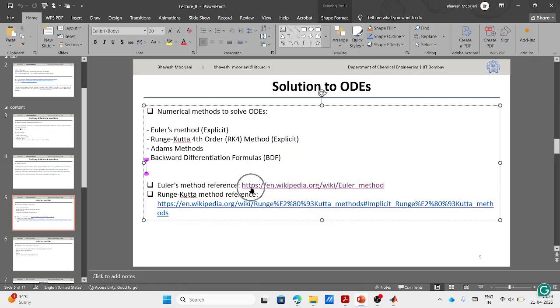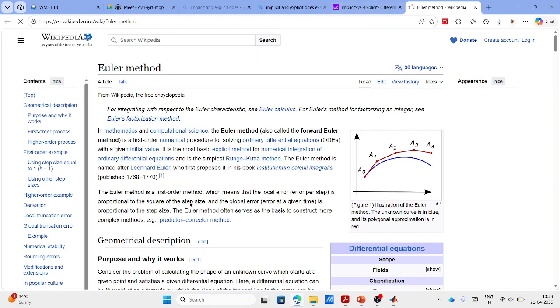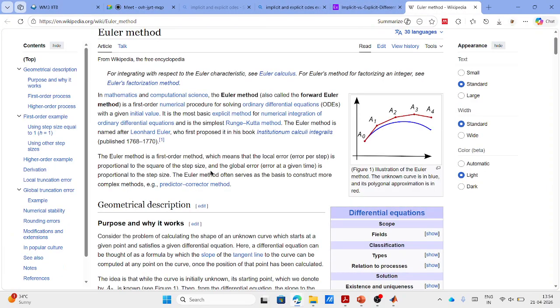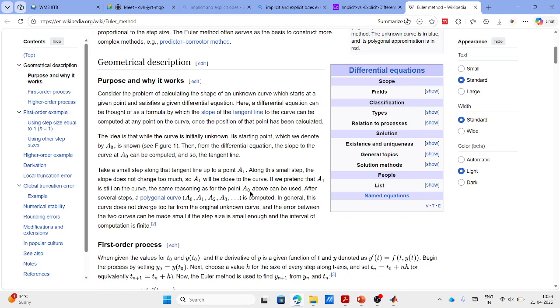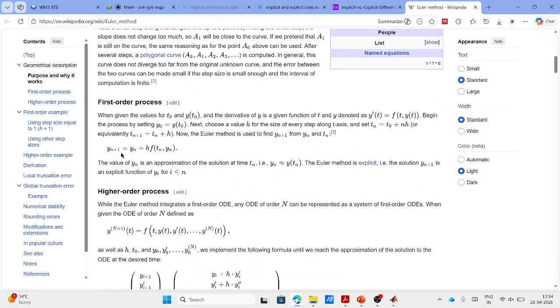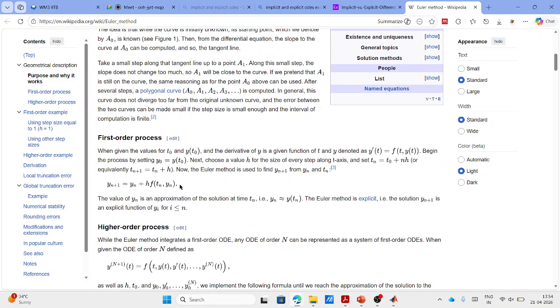So let's look at the methodology for that part. In the Euler's method, this is how it is given: you have a function of y and t. This function f is nothing but your differential part, your dy by dt. You have some value yn, and you want to find the next value, yn plus 1, so you can find that through this equation.